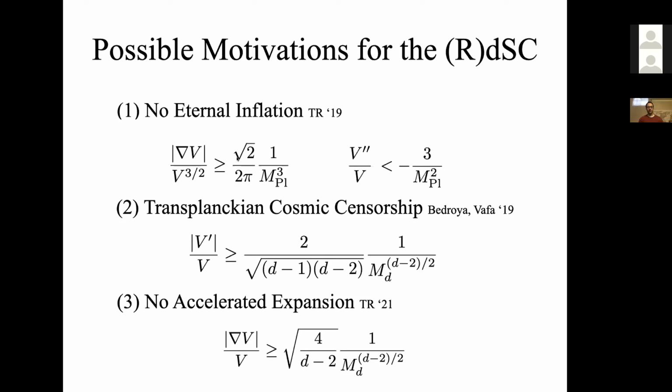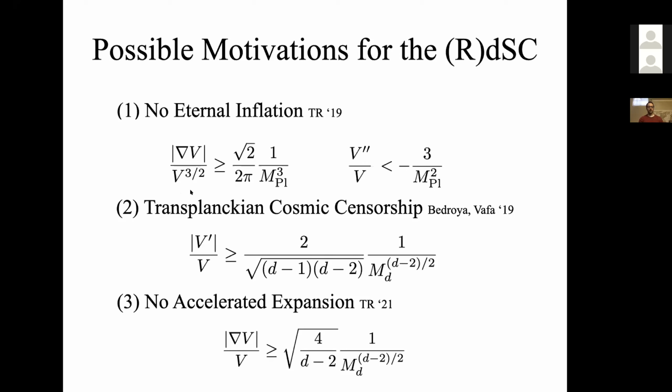Now, on the other hand, from the perspective of dimensional reduction, it's worth noting here that we have this power of 3/2. So this is different. This is really the key difference between this and the de Sitter conjectures. The de Sitter conjectures have a V to the first power, whereas this has a V to the 3/2. So this bound is actually much easier to satisfy than the de Sitter conjectures. And in general, the refined de Sitter conjecture is strictly stronger than this statement. So it implies no eternal inflation.